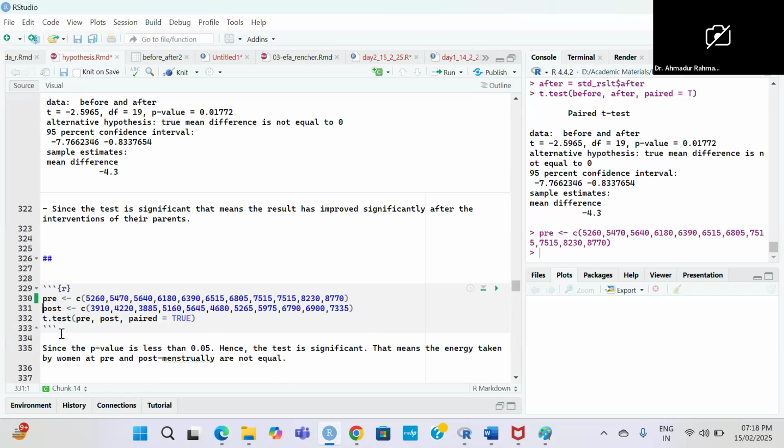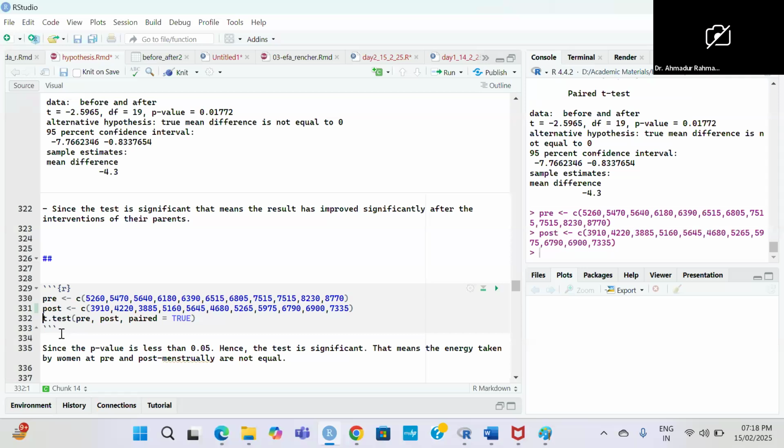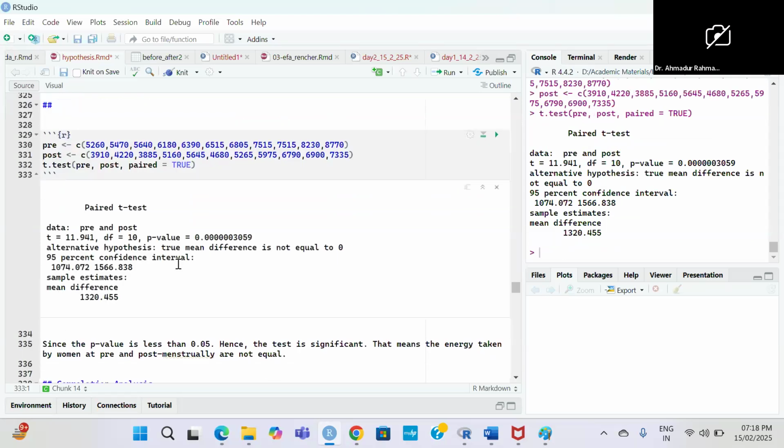So we run these two data and we check whether there is any significant difference between the two or not. So this data is about energy taken by women about pre and post menstrual cycles. Okay, so we check that and we see whether there is a difference between the two or not.